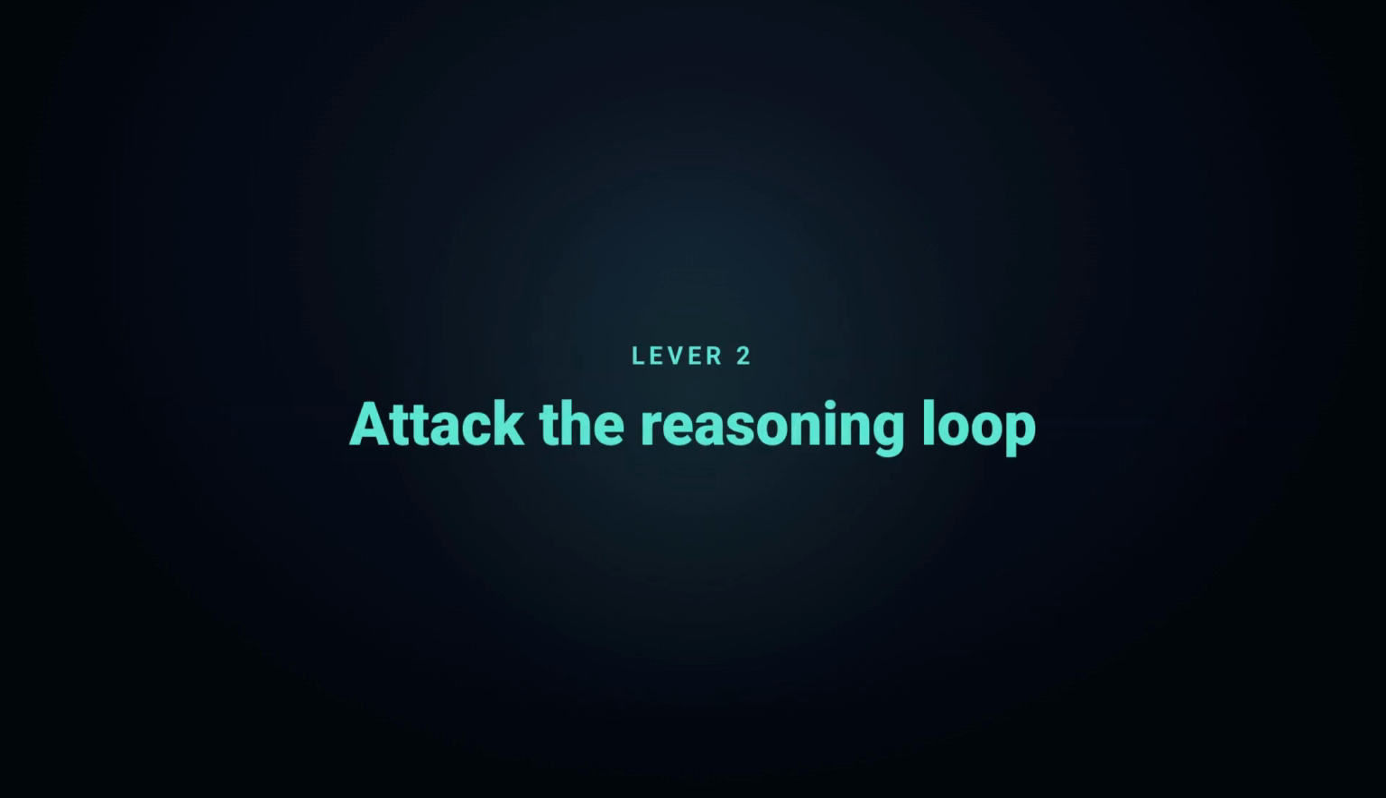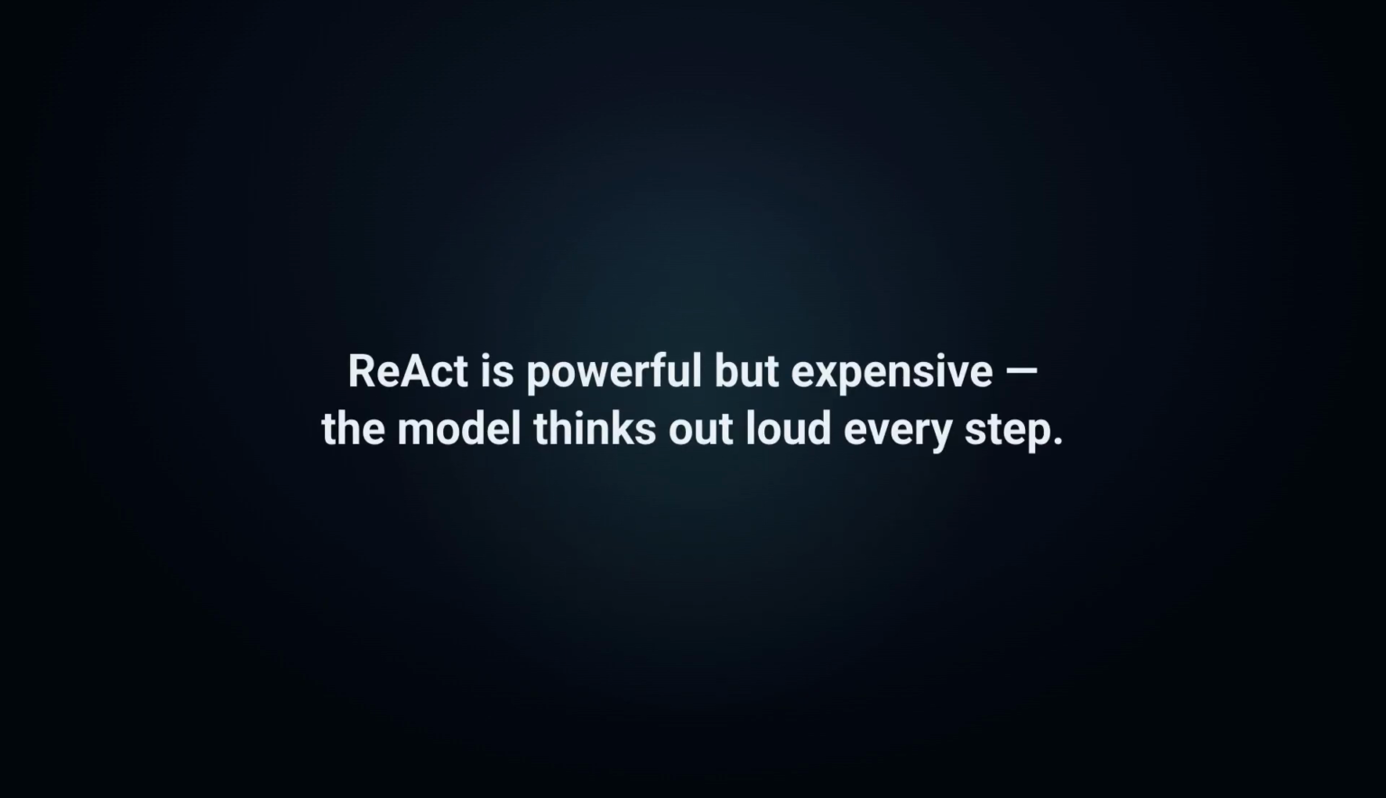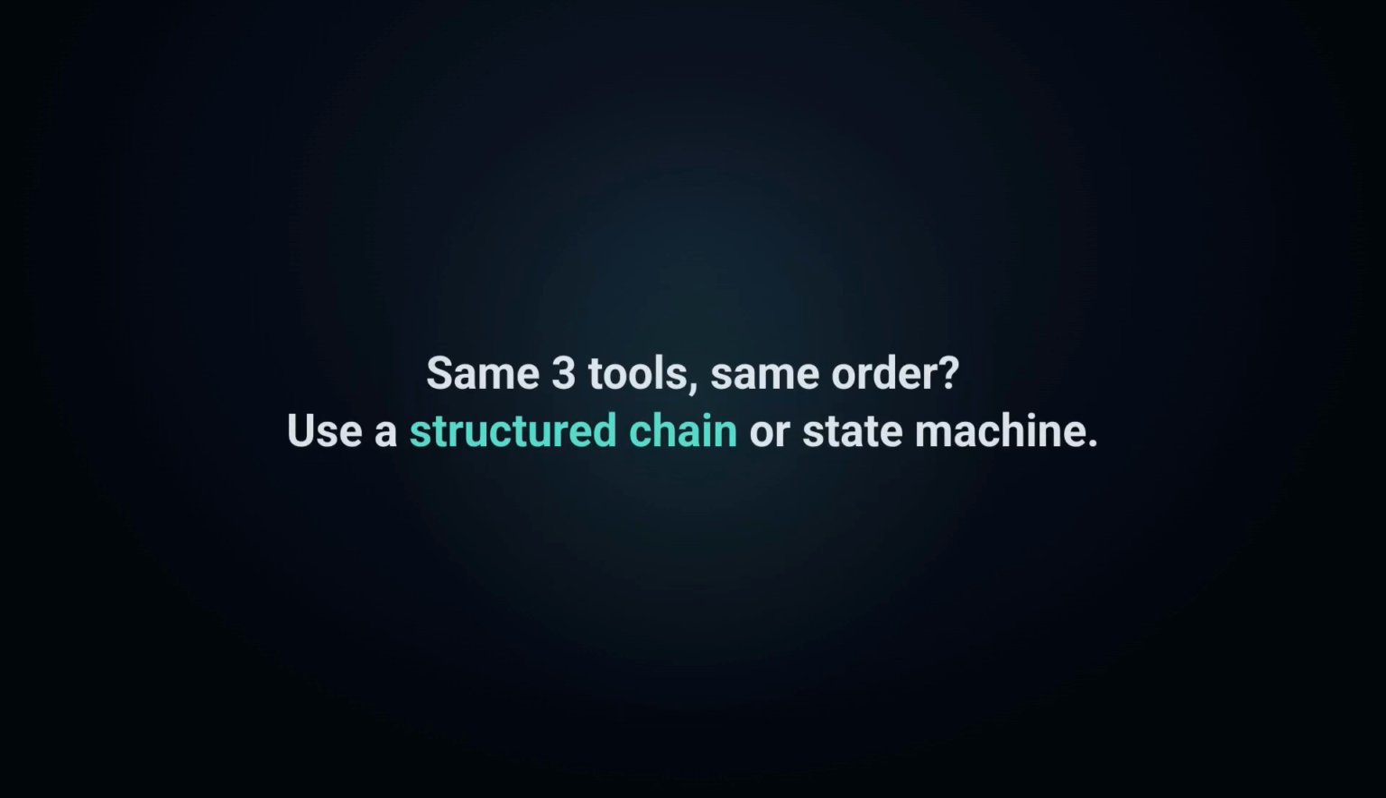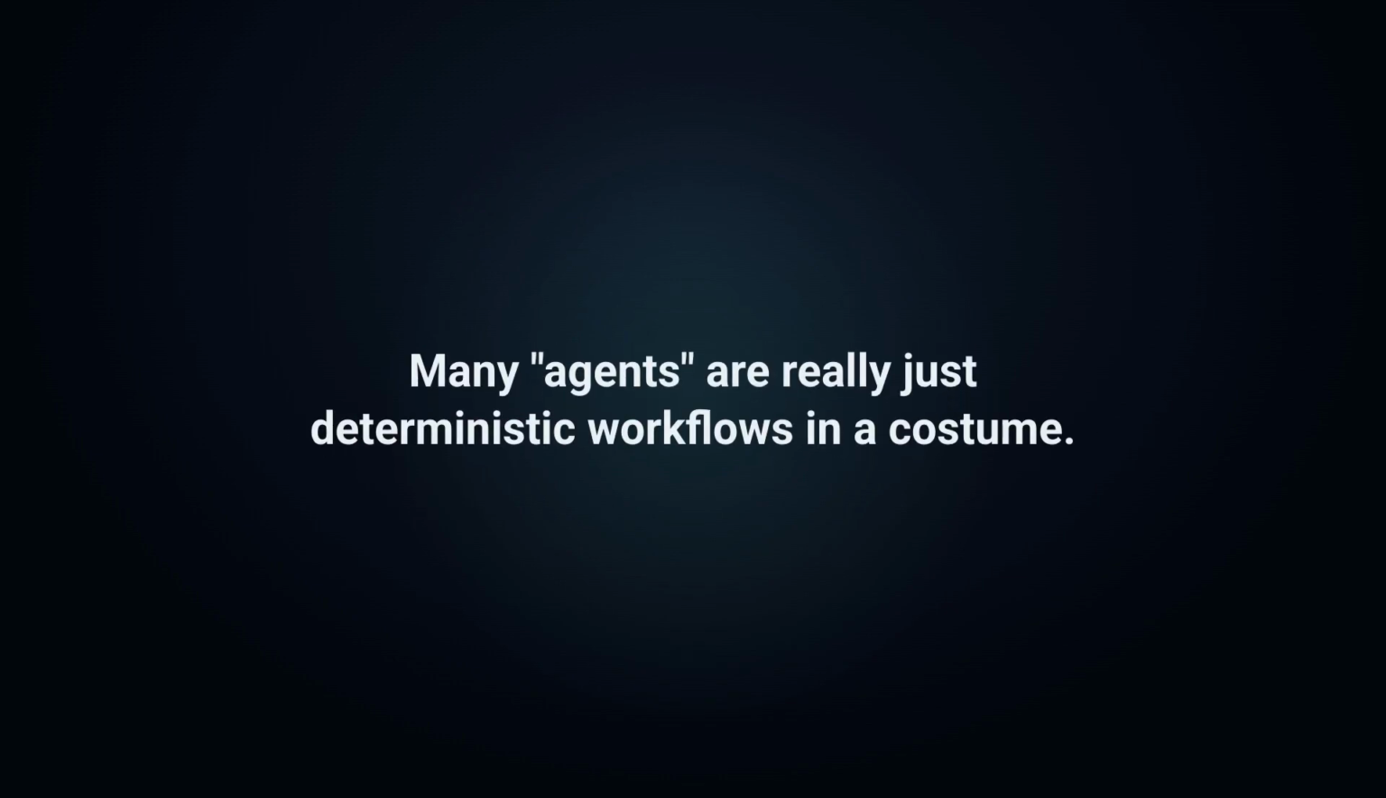Next, attack the reasoning loop itself. The default ReAct pattern is powerful but expensive because the model thinks out loud on every step. For many production tasks, you don't need open-ended reasoning at all. If your agent always calls the same 3 tools in roughly the same order, replace it with a structured chain or an explicit state machine. You'd be shocked how many agents are really just deterministic workflows wearing a costume. When you do need genuine reasoning, cap the maximum iterations. Setting max_iterations to 4 instead of the default 15 prevents runaway loops that quietly drain your budget on edge cases.